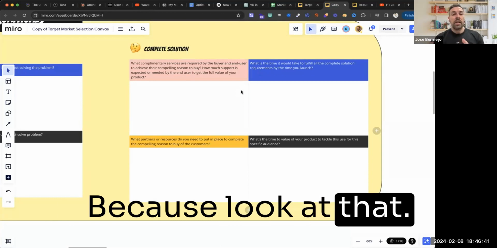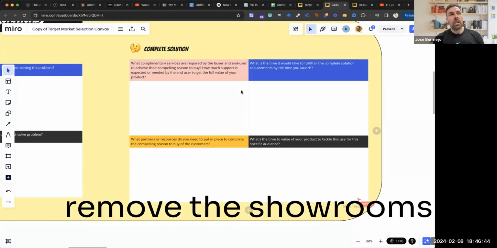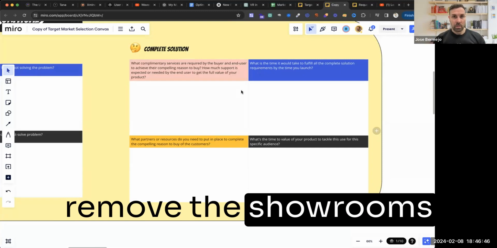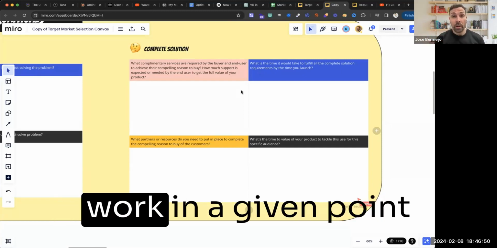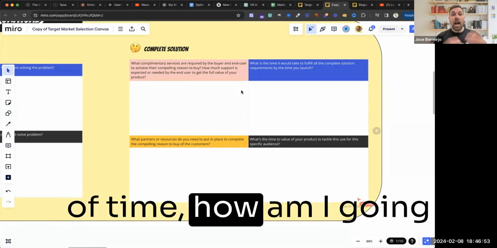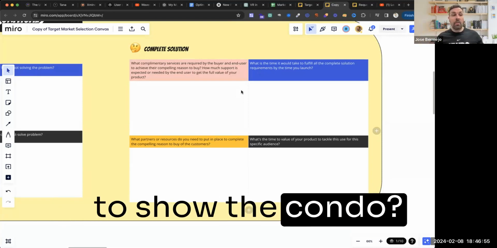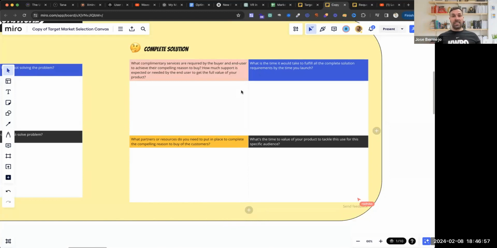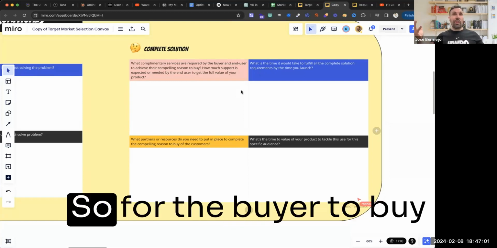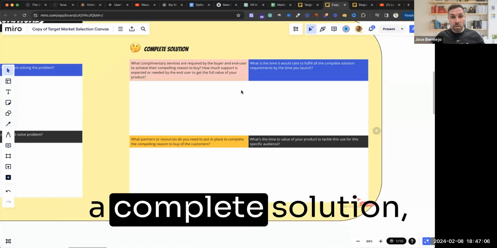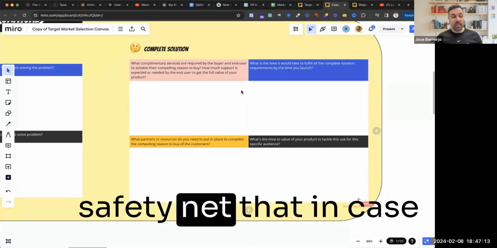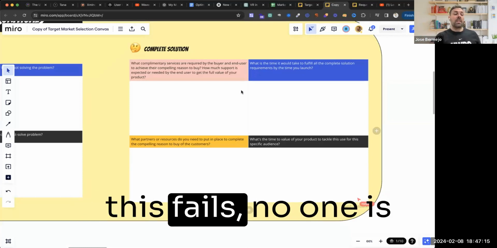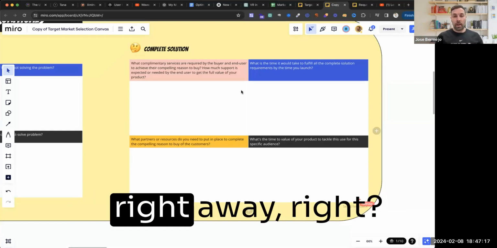Because look at that. If you're telling me to remove the showrooms and change the showrooms for this technology, and then your technology doesn't work at a given point in time, how am I going to show the condo? I'm going to lose that sale. So for the buyer to buy the solution, to have a complete solution, we need to provide a support service, so the buyer has the safety net that in case this fails, someone is going to help them right away, right?